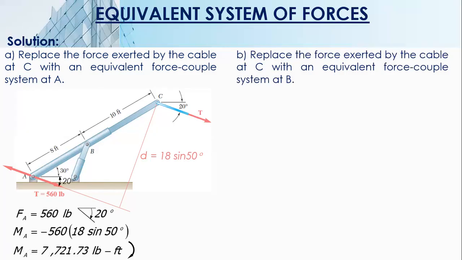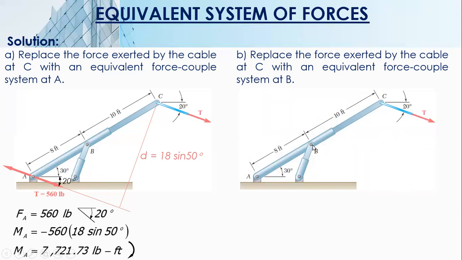Letter B. Replace the force exerted by the cable at C with an equivalent force couple system at B. Okay. So, we transfer it to B. Okay. 560 and then apply an opposite force. So, the force at C is now transferred to B. But then these two forces, this one and this one, form a couple. So again, to get the moment, let's find the perpendicular distance. So extend again, and then draw a perpendicular line, this is D. The base here, if it is 50 at the other one, it is 50 here too. Same, right? Since the one at A is parallel to this. So this one is also 50. So we can solve for D. The hypotenuse is 10. So D is 10 sine 50.